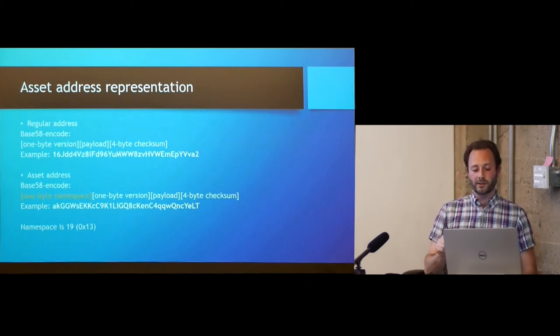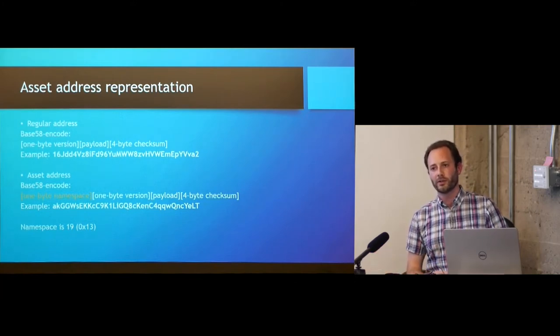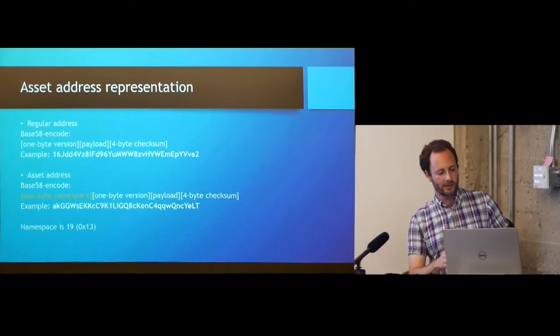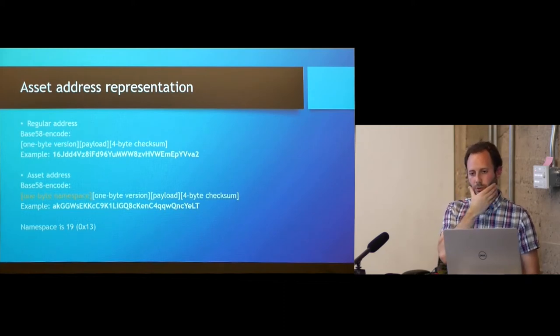So to avoid that, essentially we don't want you to send your colored coins to blockchain.info, and then blockchain.info spends it without the marker output, so then you lose your colored coins. We don't want that. So this asset address representation is supposed to prevent that.